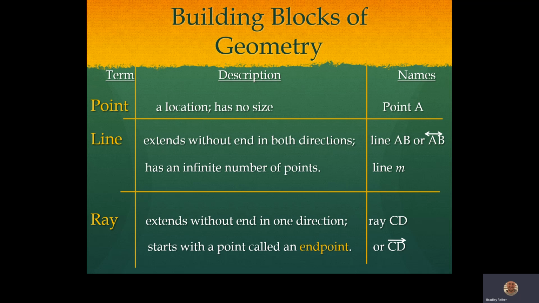Okay, so that's what a line is. A ray is a part of a line. It's going to extend without end in one direction. It starts at a point and goes forever in the direction of another point.